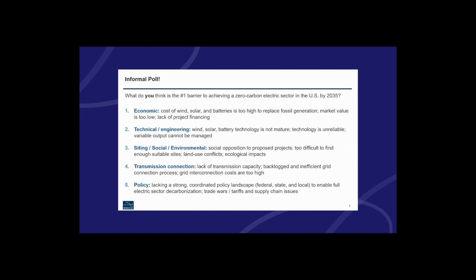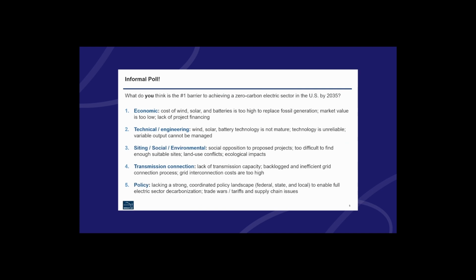Is it economic, like the cost of wind and solar and batteries is too high, or the market value is too low, or it's hard to get financing? Is it technical? Are engineering challenges the main barrier? Or is it more siting of these power plants and social factors, social opposition, land use conflicts, ecological impacts of these plants? Is it transmission issues? So, our aging transmission infrastructure in the United States and connecting new power plants to this grid? Or is it more of a policy problem, like lacking a coordinated all-of-government approach to solving this issue? Trade wars, tariffs, and supply chain issues.